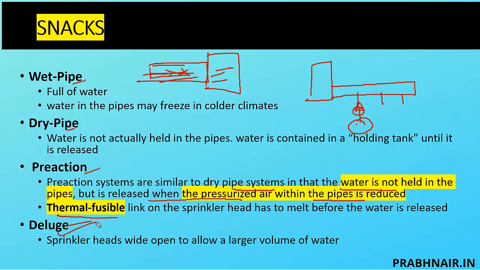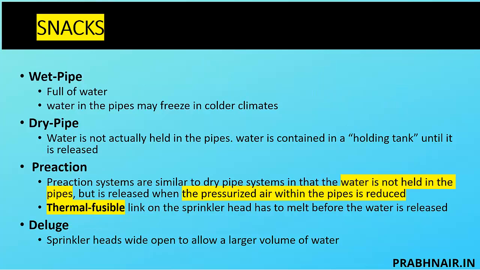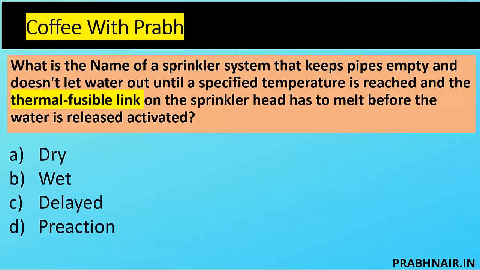And last, we use in parking areas what is called the deluge system, where the sprinkler heads are open and they have more capacity to release the water. So that is called a deluge. Okay, so these are the 4 types of sprinklers, or 4 types of water suppression systems, we have in CISSP. Now, based on that, let me discuss the first coffee shot.